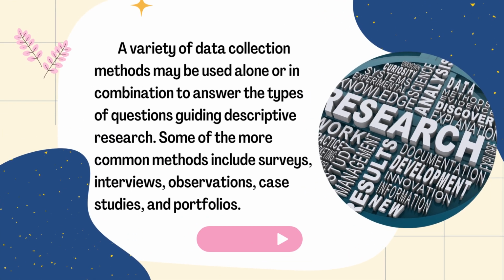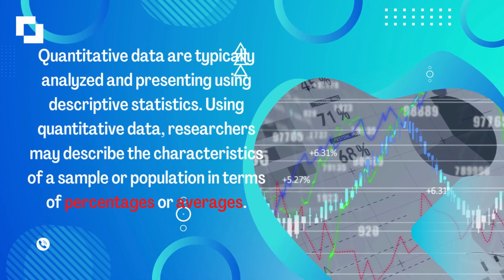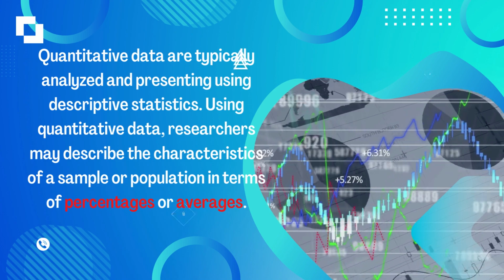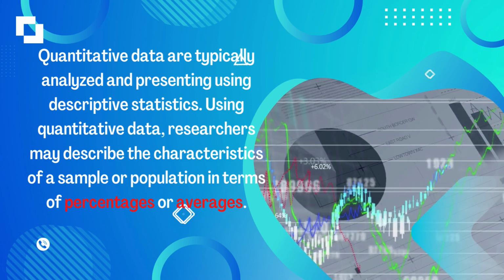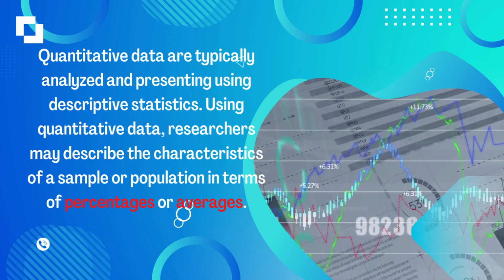A variety of data collection methods may be used alone or in combination to answer the types of questions guiding descriptive research. Some of the more common methods include surveys, interviews, observations, case studies, and portfolios. The data collected through these methods can be either quantitative or qualitative. Quantitative data are typically analyzed and presented using descriptive statistics. Using quantitative data, researchers may describe the characteristics of a sample or population in terms of percentage.